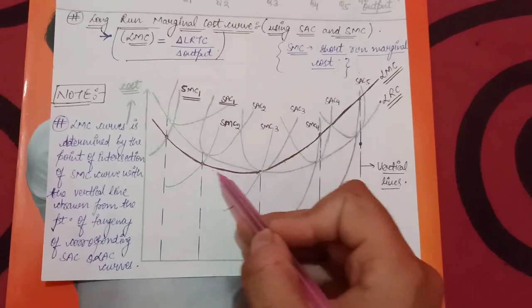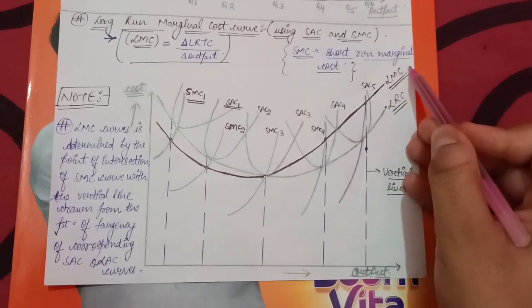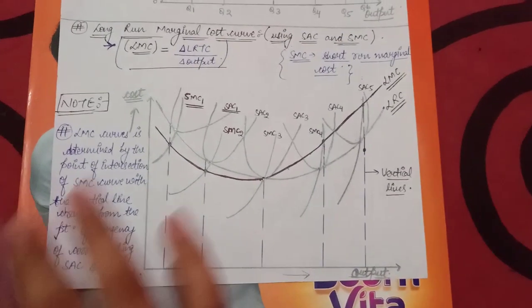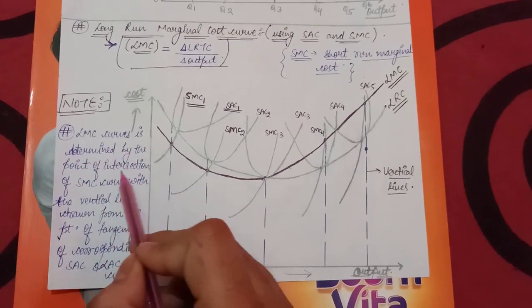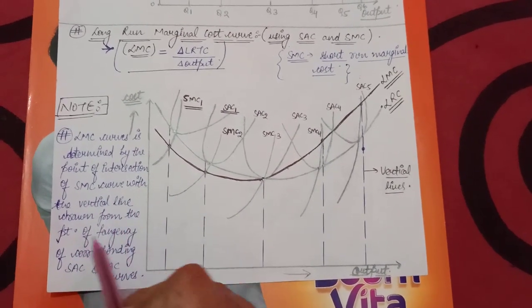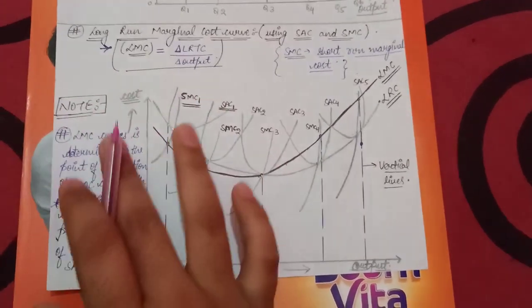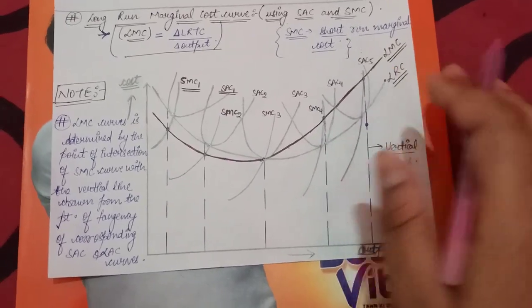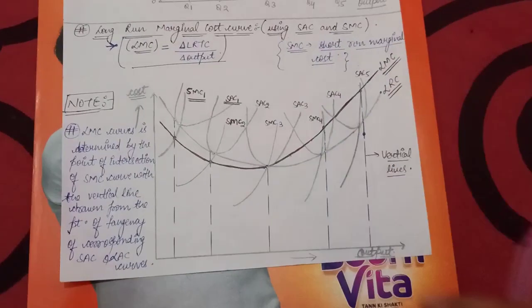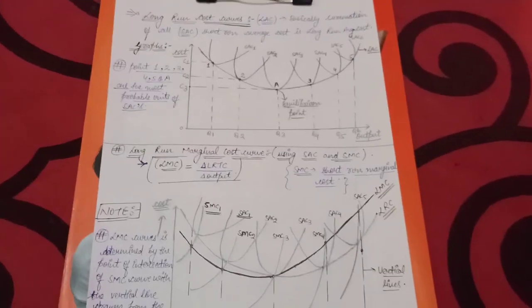By joining all these points, you will be able to get your LMC curve, that is long run marginal cost curve. So basically LMC is a curve determined by the point of intersection of the SMC curve with the vertical line drawn from the point of tangency of the corresponding SAC and LAC curves. So basically this is all what I have told you in the steps. This is all about the long run marginal cost curve, and this is all about long run cost curves. Thank you.